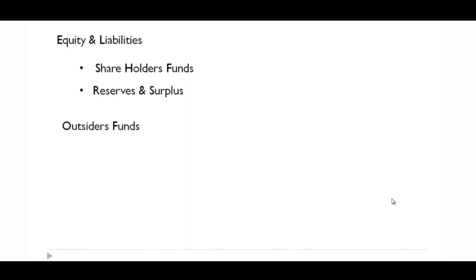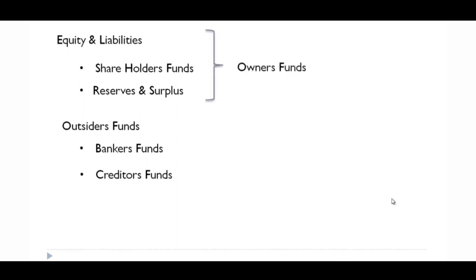We know the balance sheet will have first the equity and liability, that is basically the liabilities. Here we'll have the shareholders funds, which is a direct contribution, reserves and surplus, which is an indirect contribution, and there will also be outsiders funds, which can be basically bankers funds and creditors funds. Now understand, the shareholders funds and reserves and surplus are called owners funds, whereas bankers funds and creditors funds are called outsiders funds.